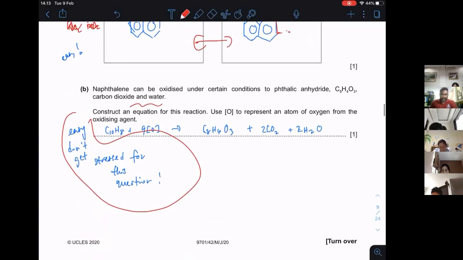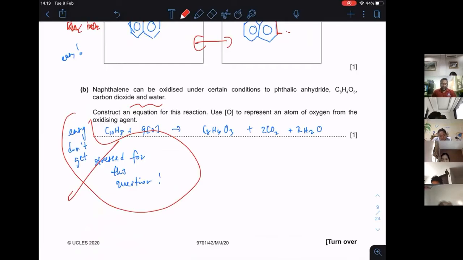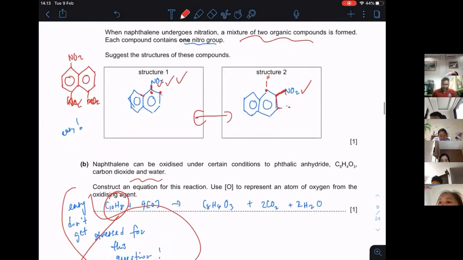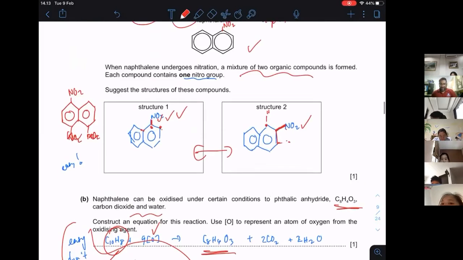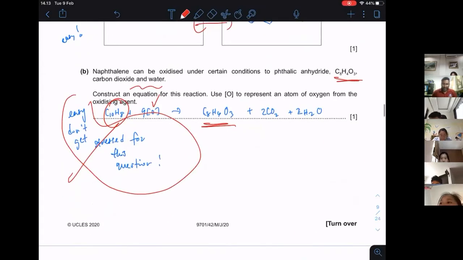Now, naphthalene can be oxidized. So this one is also very easy to get. No need to actually worry so much. Here, if you have this C10H8, they already mentioned it can be oxidized. Just put the bracket O, and then they give you the product. You don't need to worry about the mechanism, how this one suddenly breaks and then gets this. No need to worry. Just look at the data.